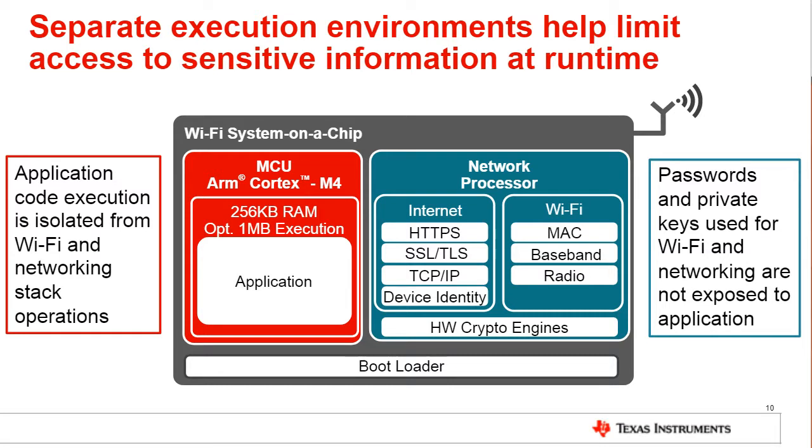So you can think of a couple different scenarios where this could be helpful. First off, you have your application code running, and you want to make sure that if some sort of attack were to be instrumented on the network processor to cause the network processor functions or the networking stack to crash, you don't want that to interfere with your application code, which may need to continue to operate and service real-time deadlines.